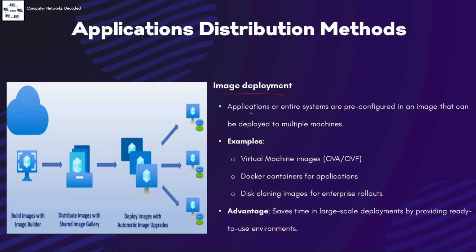What is image deployment? So some applications or entire systems are pre-configured in an image that can be deployed to multiple machines for consistency and standardization. Examples include virtual machine images in OVA or OVF format, Docker containers for applications, and disk cloning images for enterprise rollouts. The advantage is that image deployment saves time in large-scale deployment by providing ready-to-use environments.